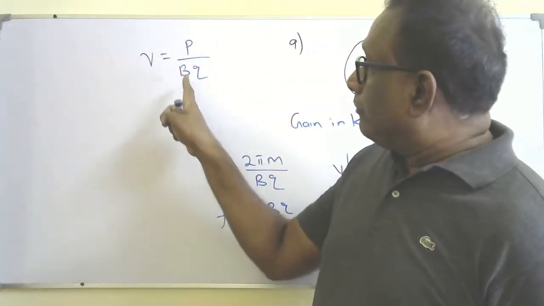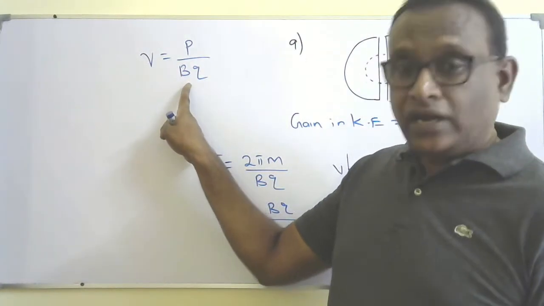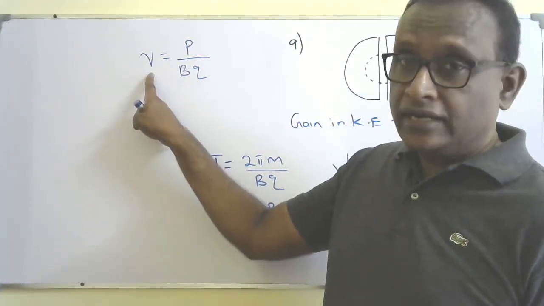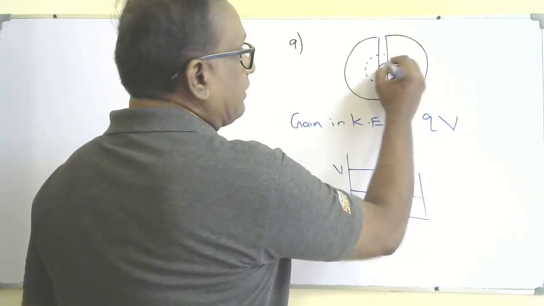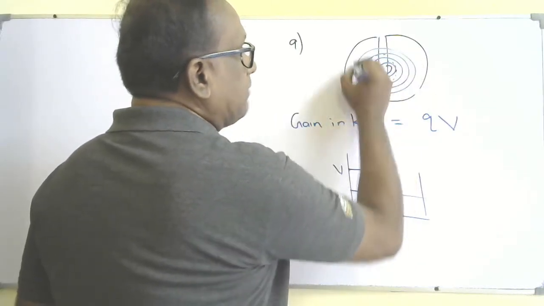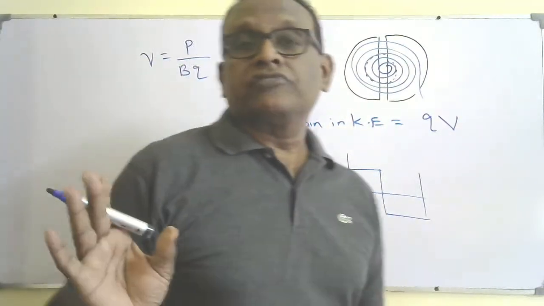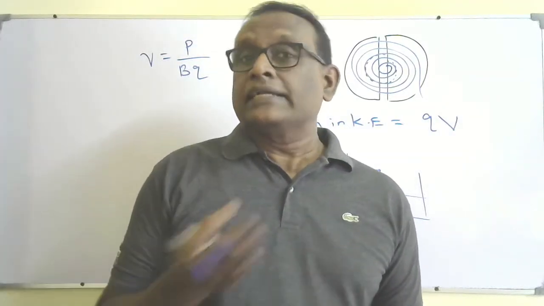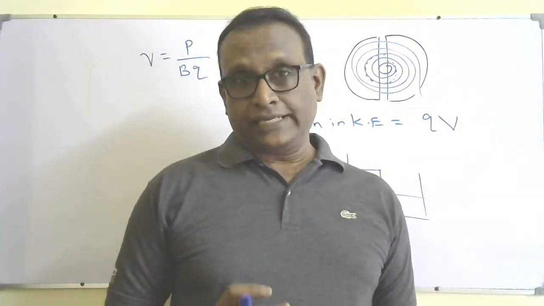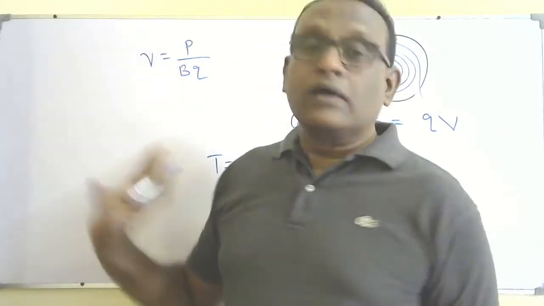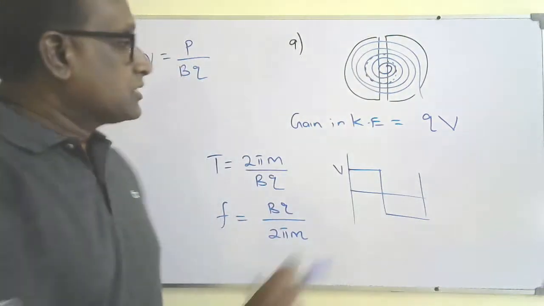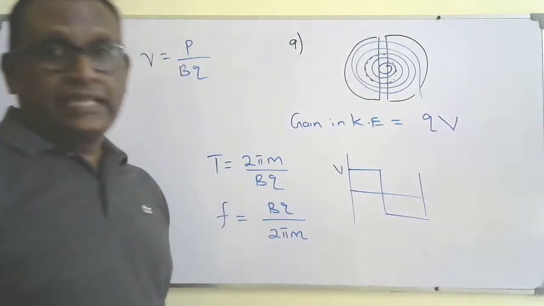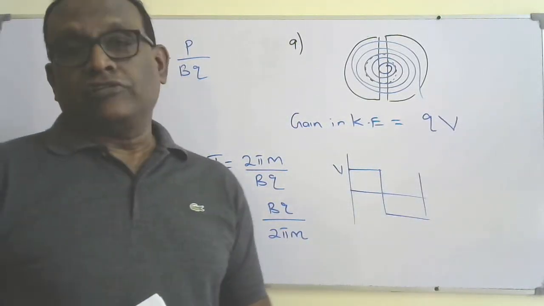Once again, I'm telling you, when I increase the B, there is an advantage. It can reduce the R. So the particle can rotate inside the D several times before it comes out of the cyclotron. But here the question is about one full rotation. So an increase in B has no effect. That's not the answer for this question. So the answer is increasing the V will increase the energy of the particle.